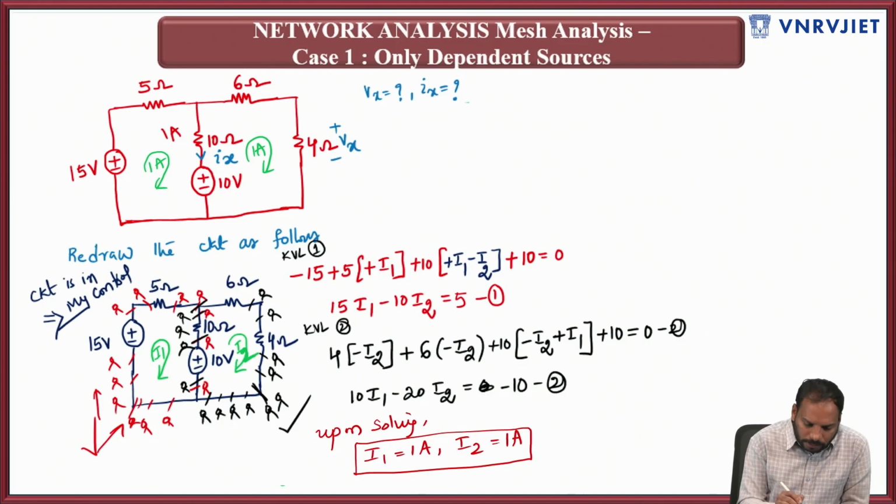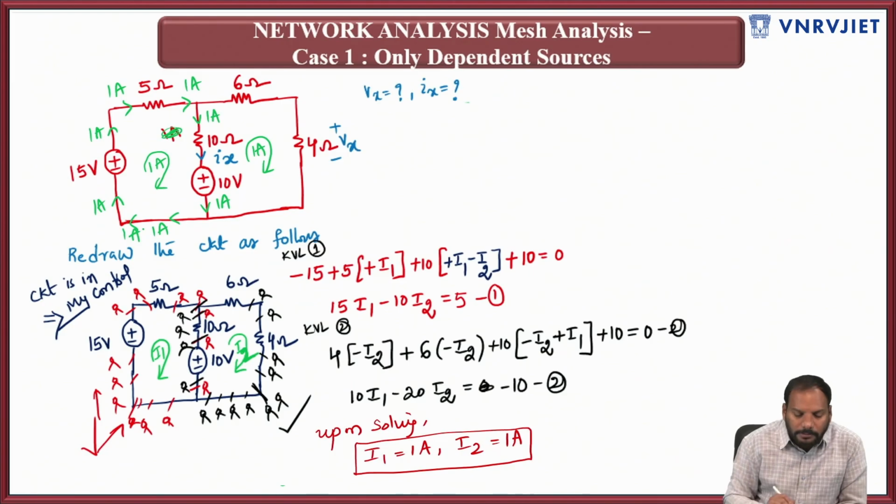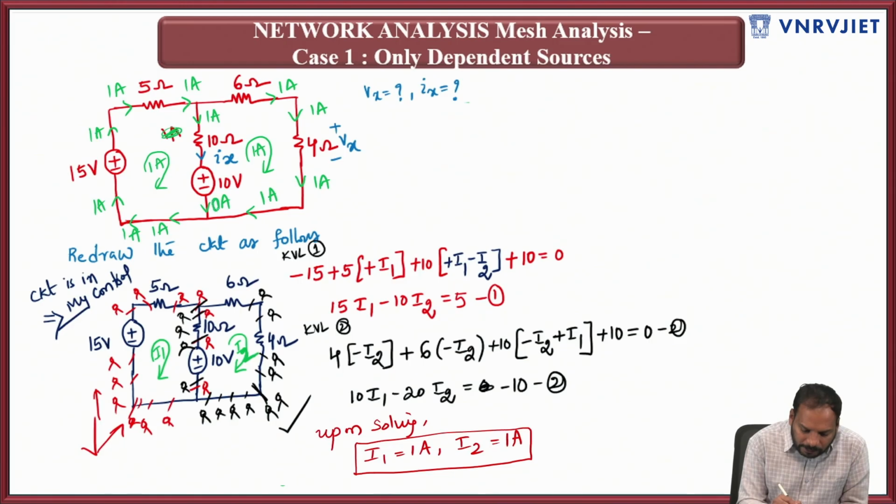So now this is 1 ampere in every branch of the I1 loop. Coming to I2, this is 1 ampere in each of its branches, and in the shared branch 1 ampere is coming opposite, right? So that means the net current becomes 0 ampere.